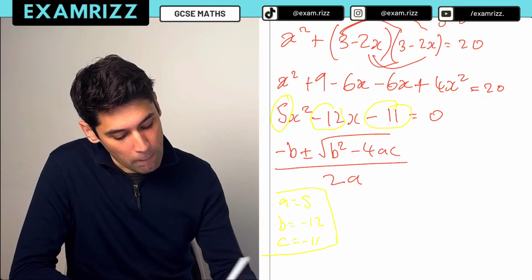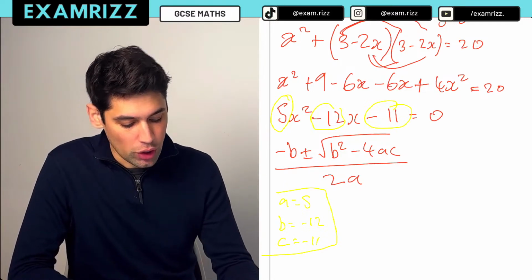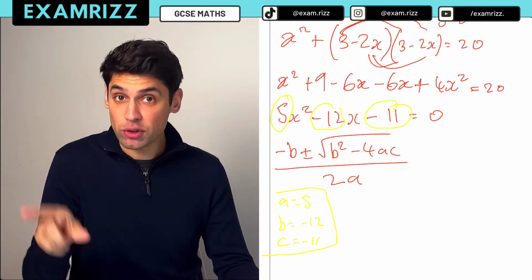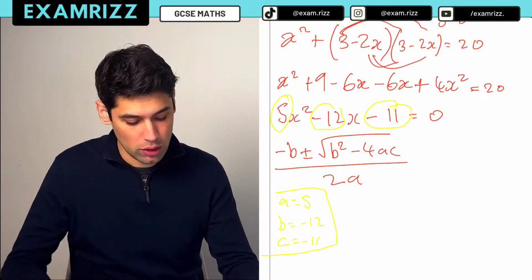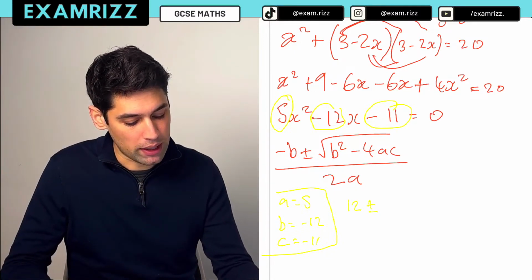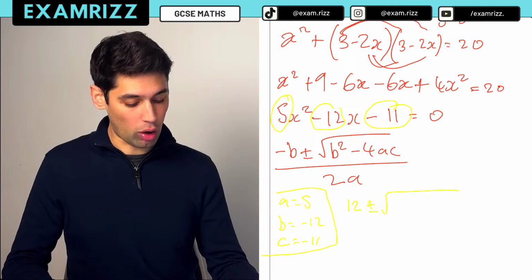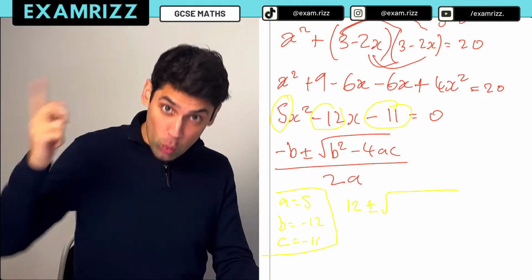So I'll put this in a little box by itself over there. So minus b. Well, b is minus 12, so minus b is going to be positive 12. 12 plus or minus square root of minus 12 squared.